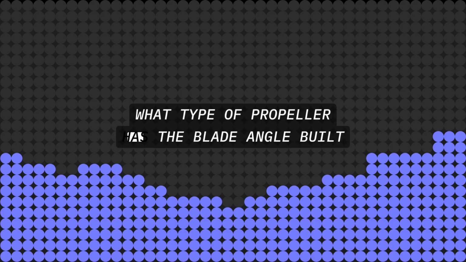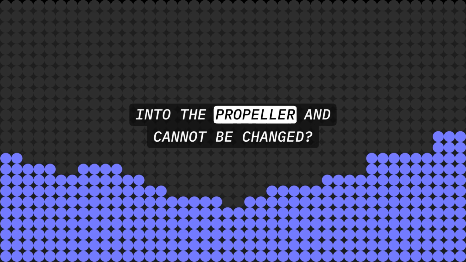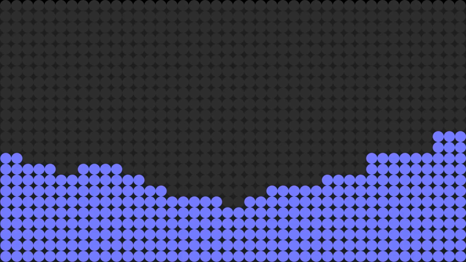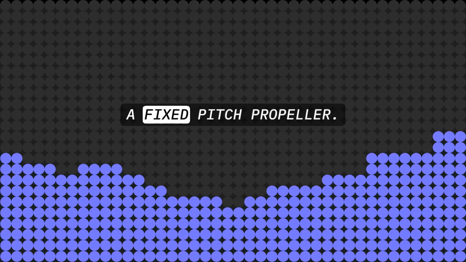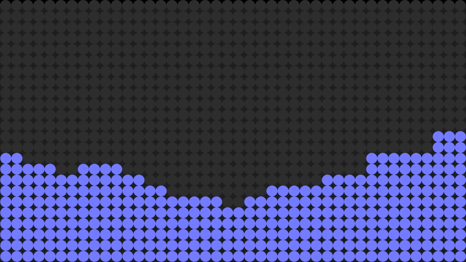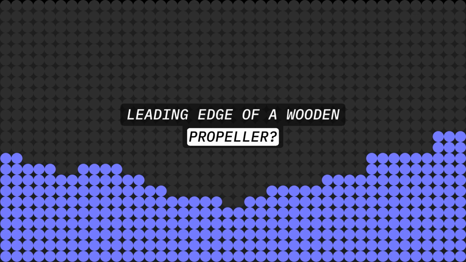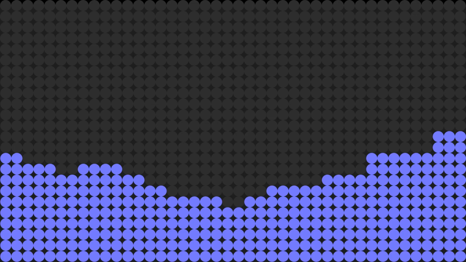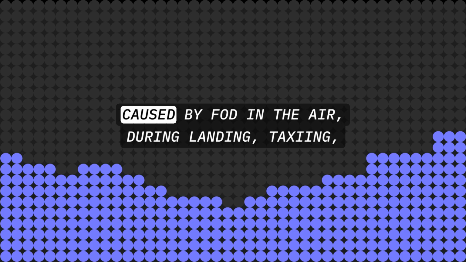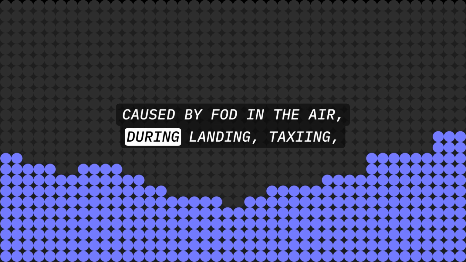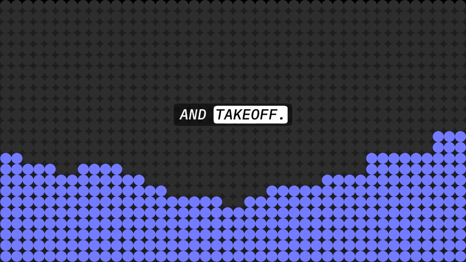What type of propeller has the blade angle built into the propeller and cannot be changed? A fixed pitch propeller. What is the purpose of the metal tipping on a leading edge of a wooden propeller? It is to protect the propeller from damage caused by FOD in the air, during landing, taxiing, and takeoff.